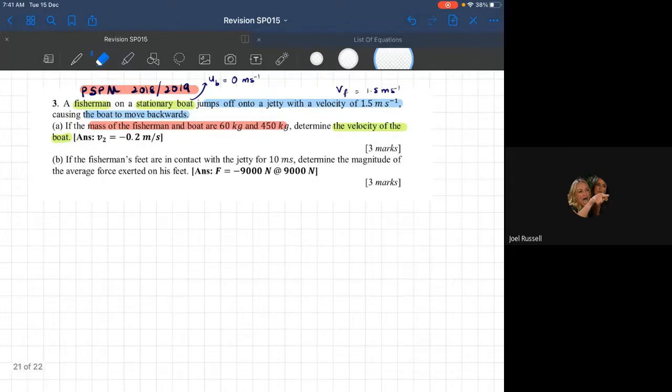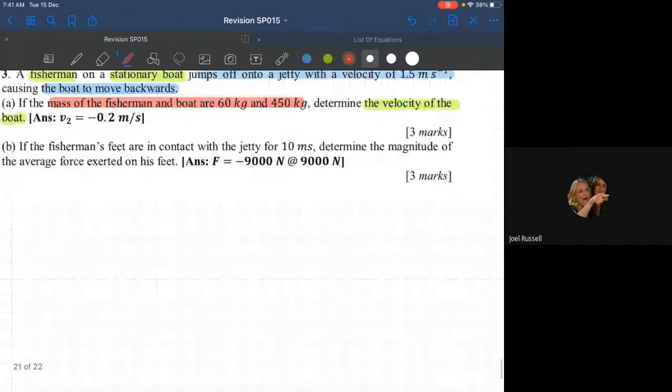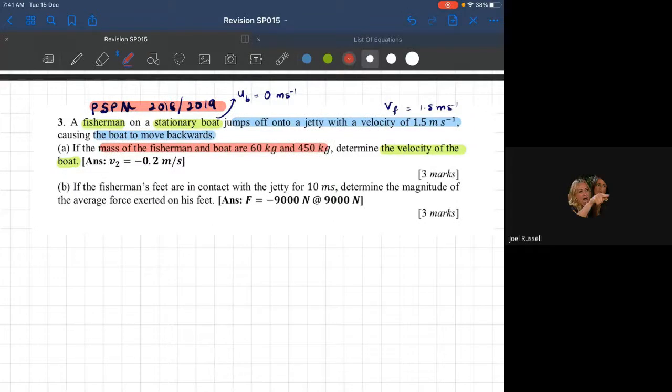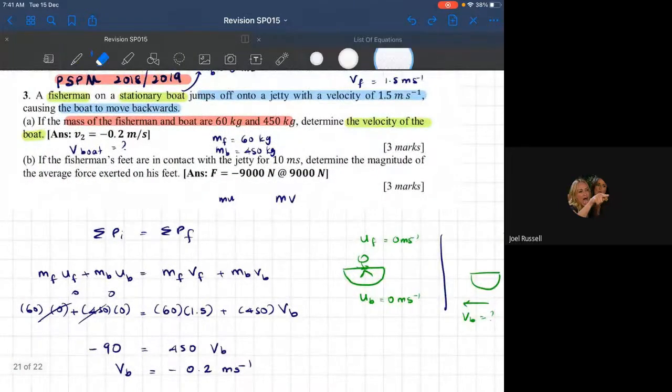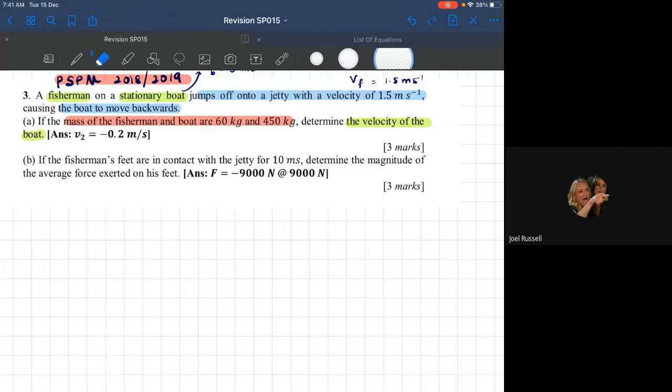Okay, so this one adalah, if the fisherman feet are in contact with the jetty for 10 milliseconds, so dia kasihlah t equals to 10 darab berkuasa negatif 3 second. Okay. So we are talking about the fisherman feet kan. Okay. So determine the magnitude of the average force exerted on his feet.